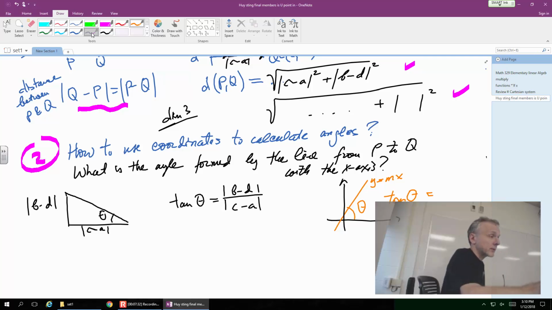Do I need to draw a triangle here? Maybe I also need to mention, yes? It equals y over x. Okay, so this is the run, this is the rise. So tangent theta is equal to? Rise over run. Which is equal to this one, which is m.